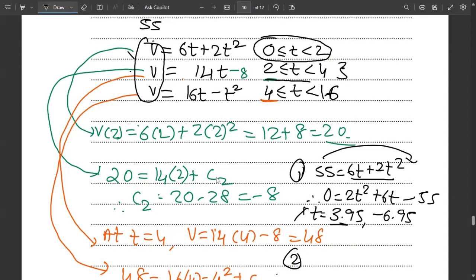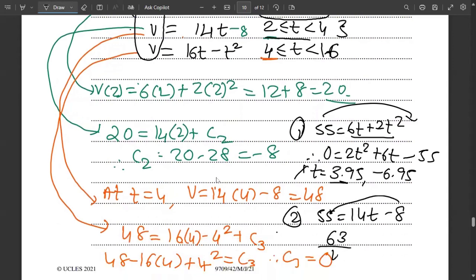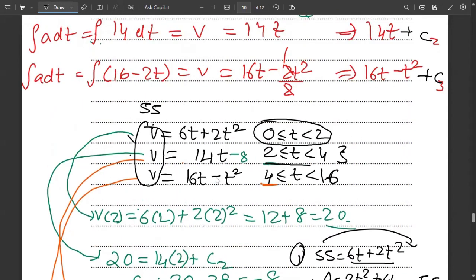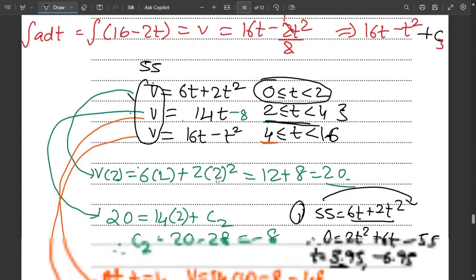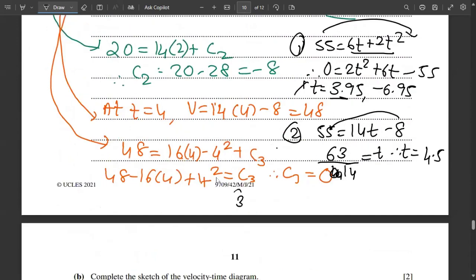Now second part. 55 is equal to 14t minus 8. So 8 will go there. 55 plus 8 will become 63, upon 14 equals t upon 14 is t. Therefore, the value for time is 63 upon 14, which is 4.5. But here the range is 2 to 4. Not helpful at all, because 4.5 is not in the range and the equation is something else. So let's move to the next, third part.